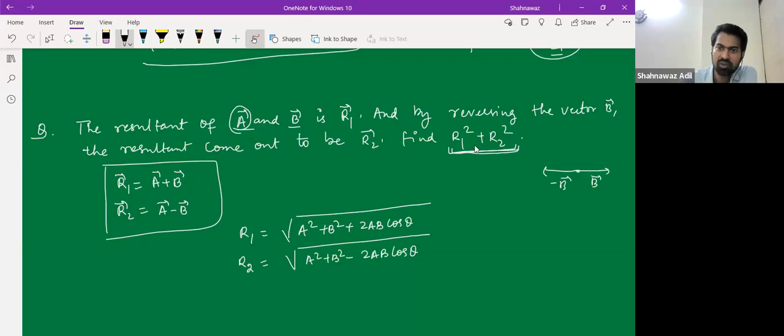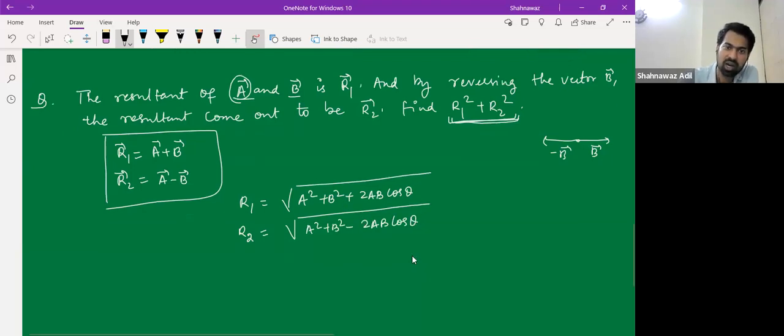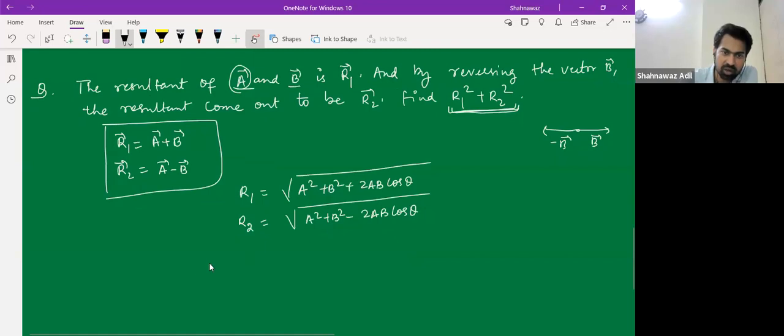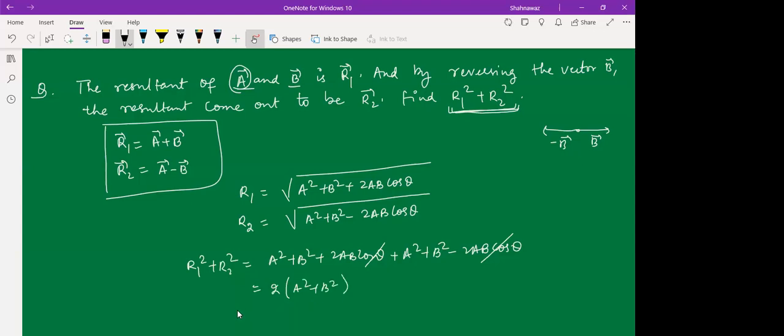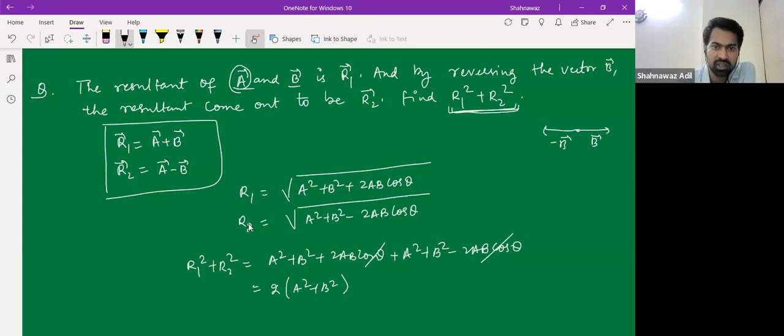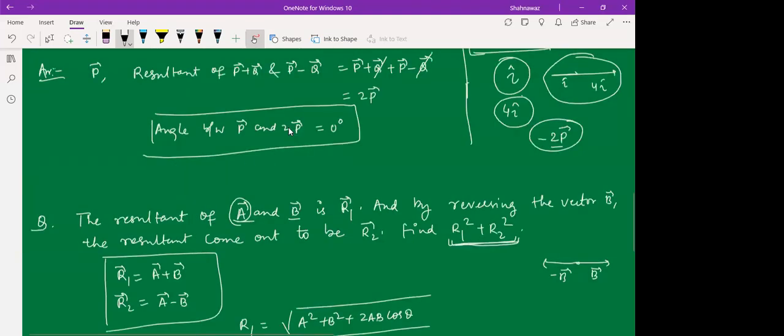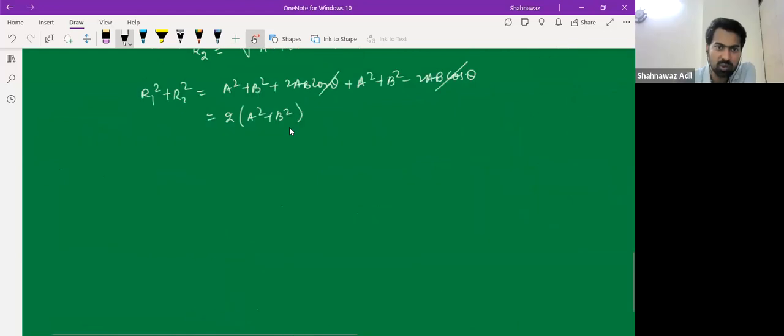We have to find the sum of these squares. R1 square plus R2 square would be A square plus B square plus 2AB cos theta, plus A square plus B square minus 2AB cos theta. So this cancels, and we get 2 times A square plus B square. You have already done this, so you don't need to note down this part. And let us do another question.